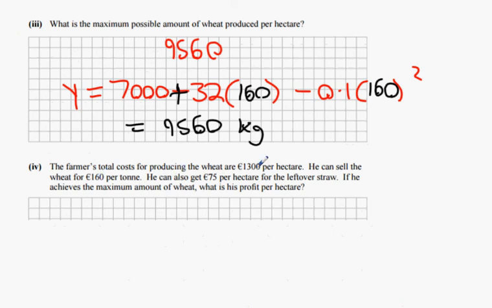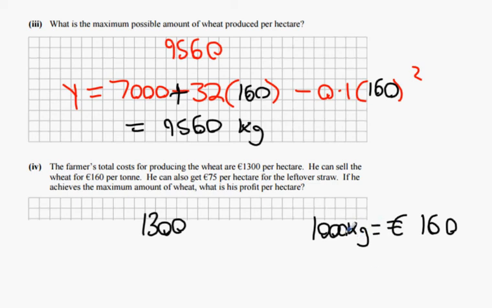The farmer's total cost for producing the wheat is 1,300 per hectare. He can sell the wheat for 160 euros per ton. Now, what is a ton? Anybody know? 1,000 kilos. Okay. So if we produce 1,000 kilos, how much is 9,560 in tons? 9.56. Just divided by 1,000. So we produce 9.56 tons. Okay. So he can sell the wheat for 160 per ton.